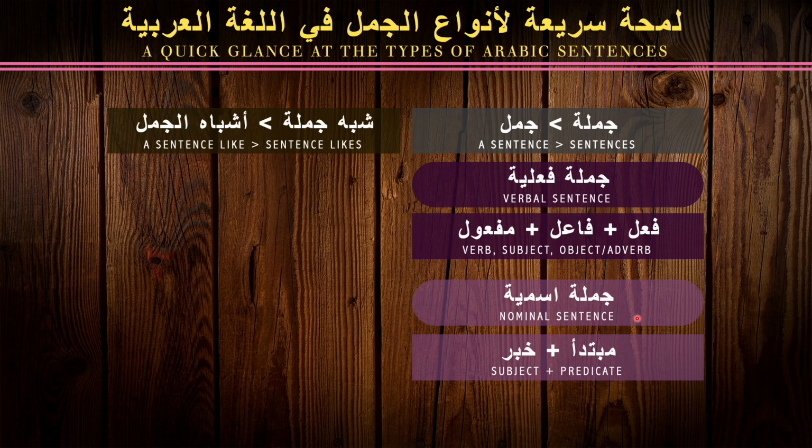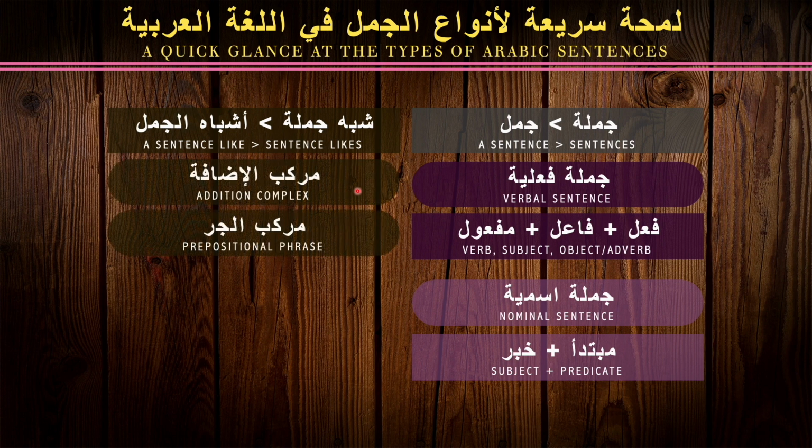Okay, let's see quickly what the sentence-likes or semi-sentences are. In Arabic, there are different types of semi-sentences, but the top major types are مركب الإضافة, the additional complex, and مركب الجر, the prepositional phrase. Now let's go to the next part, which is about the classification of the verb. The verb is considered a part of a verbal sentence. It can be the whole verbal sentence or a part of a nominal sentence. So let's go to the next part.